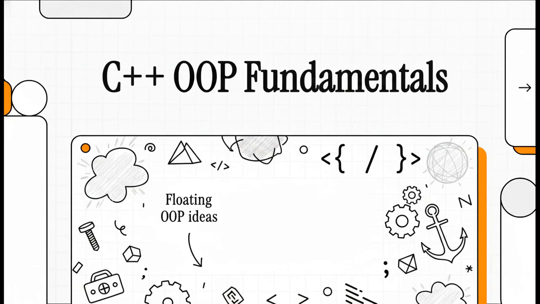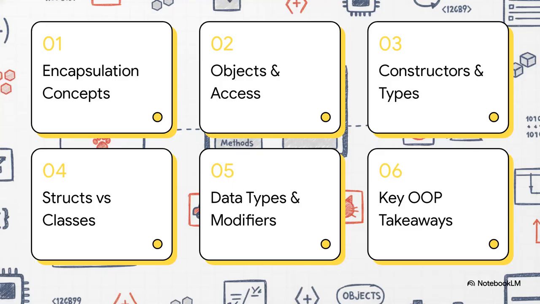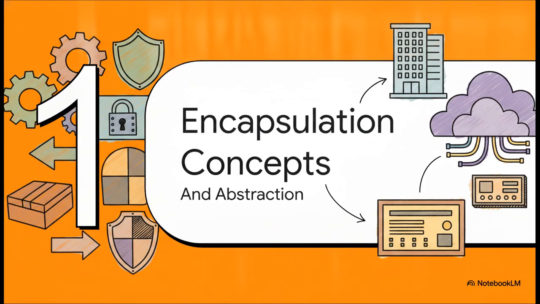Let's get into it. Here's our roadmap for this explainer. We'll be looking at encapsulation and abstraction concepts, objects, classes and access, constructors and class types, structures versus C++ classes, data types and modifiers, and then we'll wrap it all up with our key OOP programming takeaways. All right, let's dive right into Section 1, Encapsulation and Abstraction Concepts.